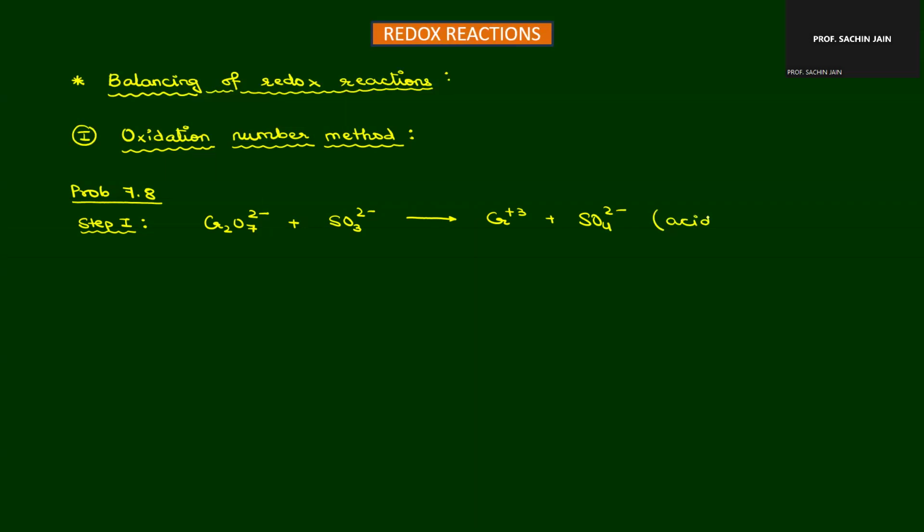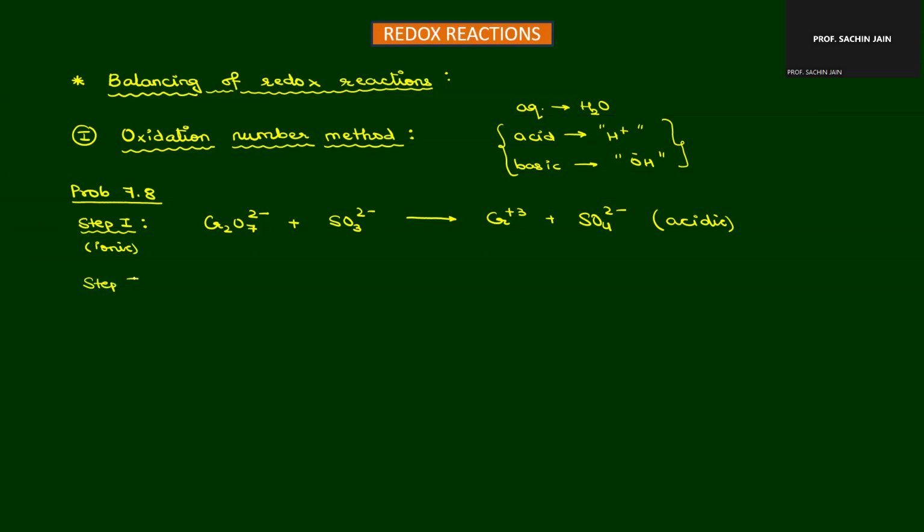Now the medium of the reaction is acidic. It means that these reactions are carried out in an aqueous solution, meaning with the presence of water, of course, which is the universal polar solvent. An acidic solution indicates the presence of H+ ions and a basic medium indicates the presence of OH- ions. So these are the two important things with respect to the question given. Now, step 1 is basically writing the ionic equation from the data given.